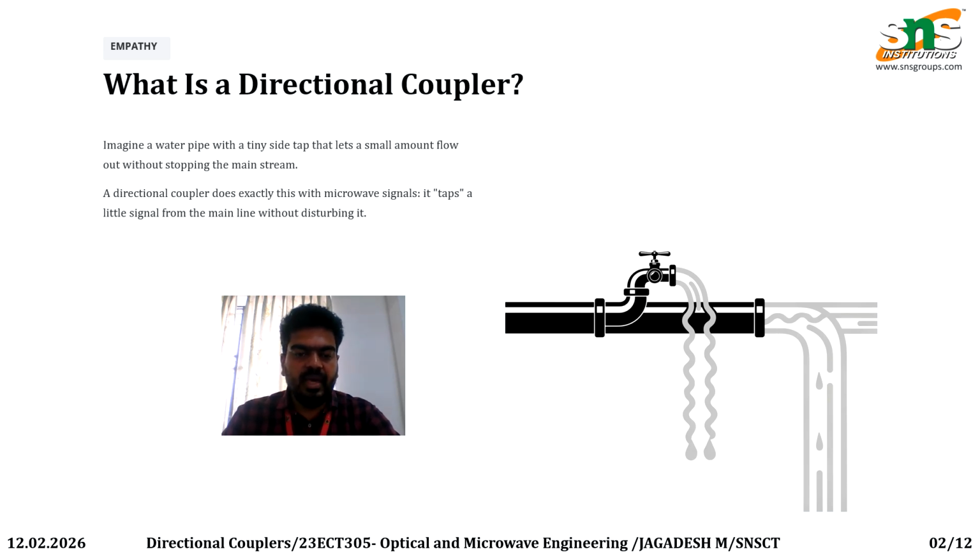You can see in this image, imagine a water pipe with a tiny side tap that lets a small amount of flow out without stopping the main stream. A directional coupler does exactly the same with signals. It taps a little signal from the main line without disturbing it. The main line is where a large amount of flow occurs, and the other one, the secondary line, is called the auxiliary line. A small amount of power is taken for sampling. So this is actually a directional coupler.